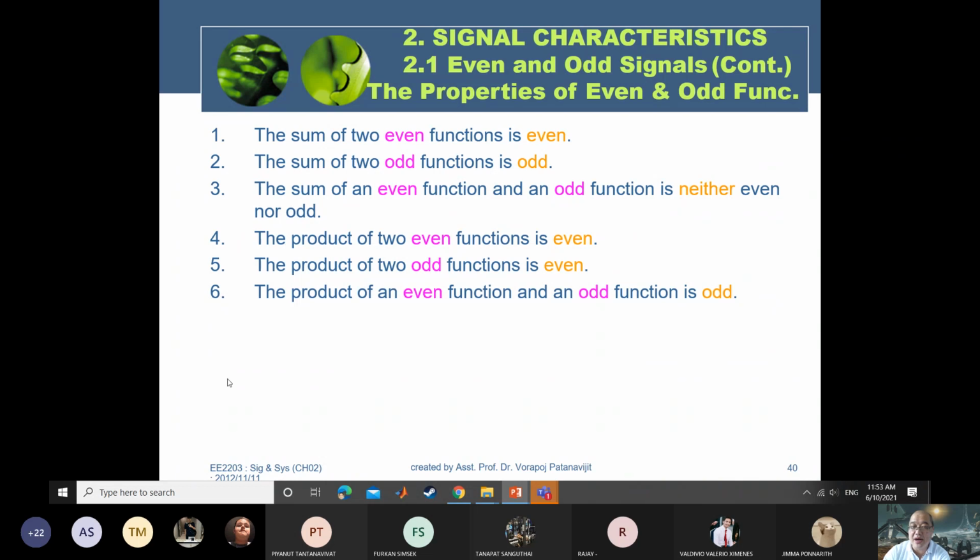If you can remember this property, it can facilitate your integration in the Fourier transform or the Laplace transform so much. I will explain later why.